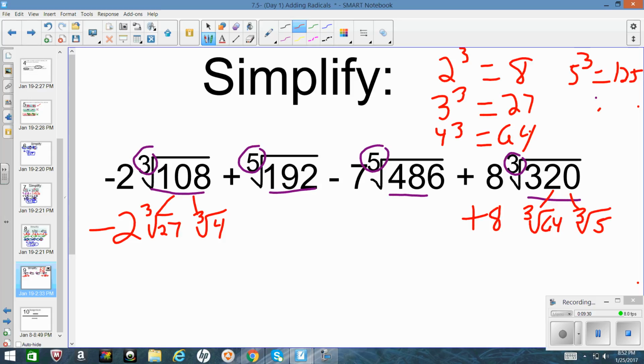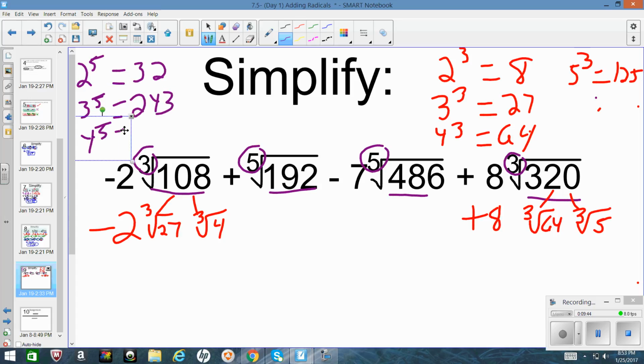So let's take a look at my fifth roots. So we're going to do that over here. 2 to the 5th power is going to be 32. 3 to the power of 5 would give me 243. 4 to the 5th would give me 1,024. I don't need to go any higher than that because my numbers are getting outrageously big. So let's see what we have here with this 192.